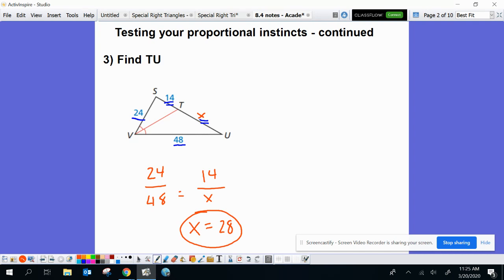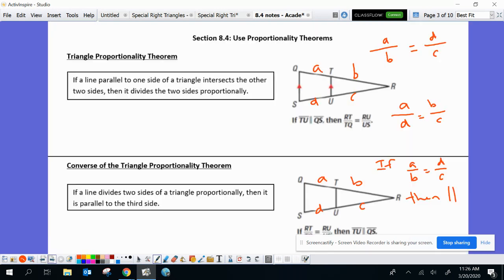And so what we really talked about was developing your proportional instincts, staying consistent, setting things up that line up, and whether we're going top to bottom, then going back top to bottom, or if we're going left to right, starting back on the left and then going left to right.